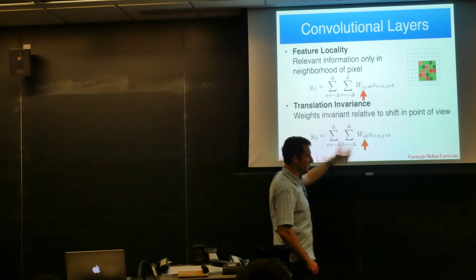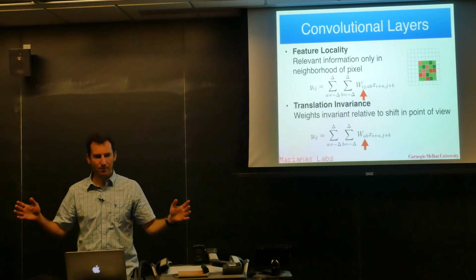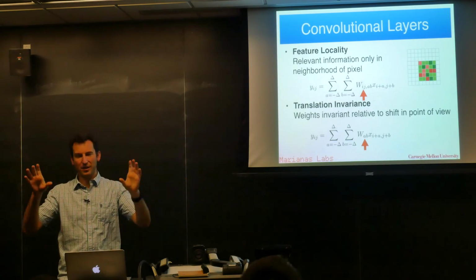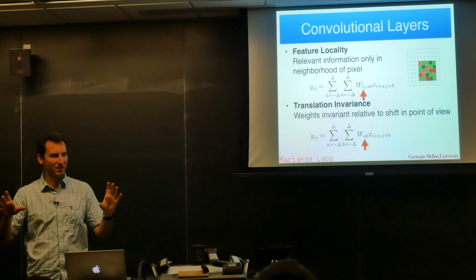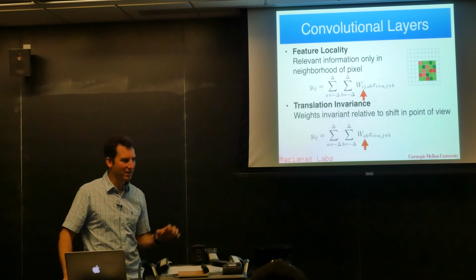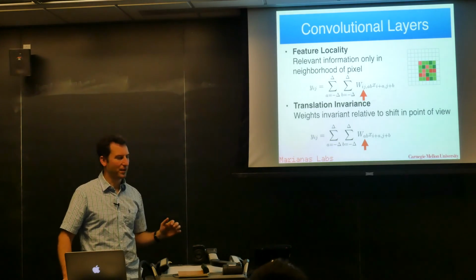So convolutional neural networks really exploit two properties. Locality, so that means the size of the operations that I apply per patch is kind of limited. And translation invariance, which means the parameters that I'm applying are the same regardless of where I am in the image.